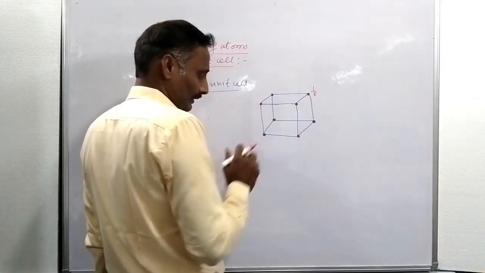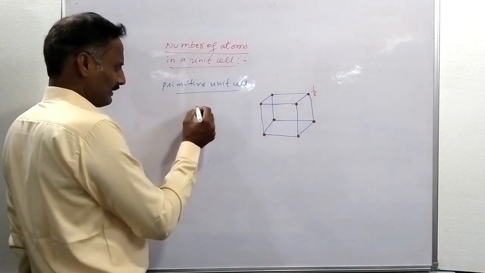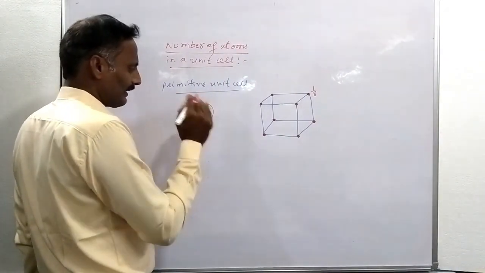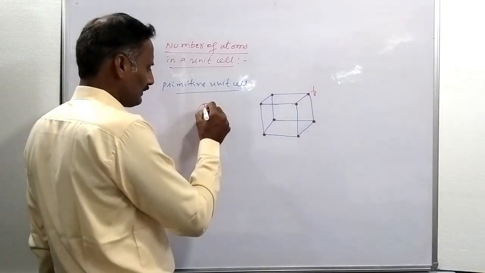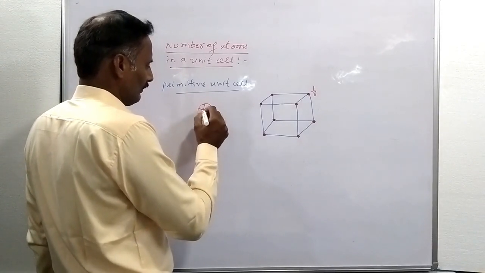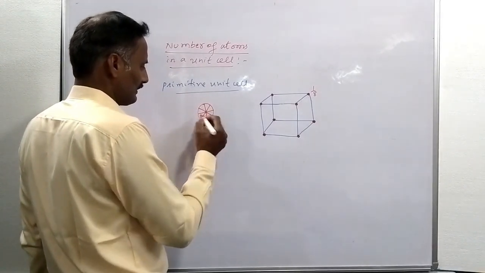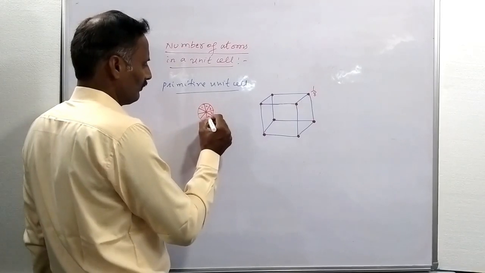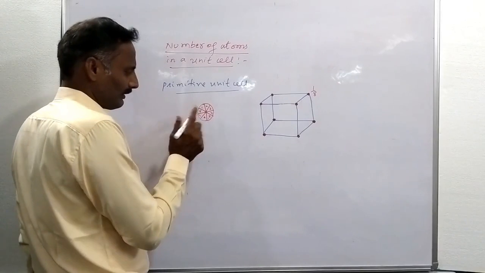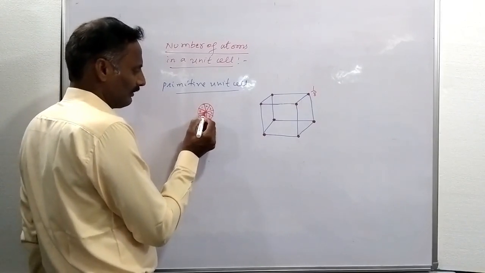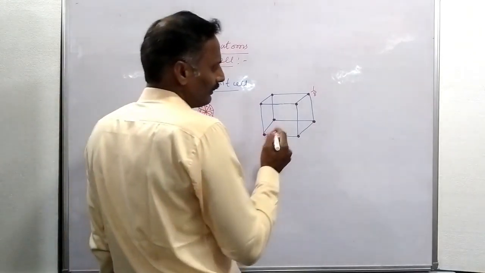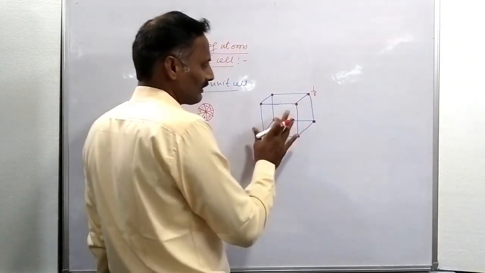For example, consider this particle, an atom. It is shared by 8 unit cells like this: 1, 2, 3, 4, 5, 6, 7, 8. And what is the share of each particle here? It is 1/8 particle. Then how many corners are there? There are 8 corners present here.